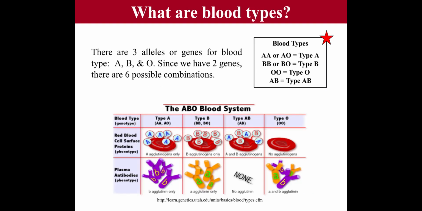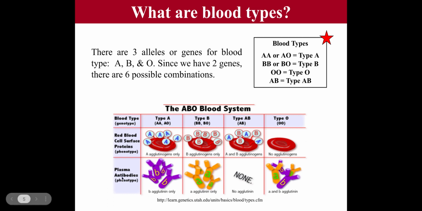So there are 3 alleles or genes for blood type, A, B, and O. And since we have 2 genes, there are 6 possible combinations. If you have AA or AO, you'll be type A blood. So 2 combinations result in type A. BB or BO will give you type B blood. 2 O's will make you type O, and AB will make you type AB. So you can see these proteins on the surface, the A's, the B's, the A's and the B's, and type O is the lack of having those proteins.